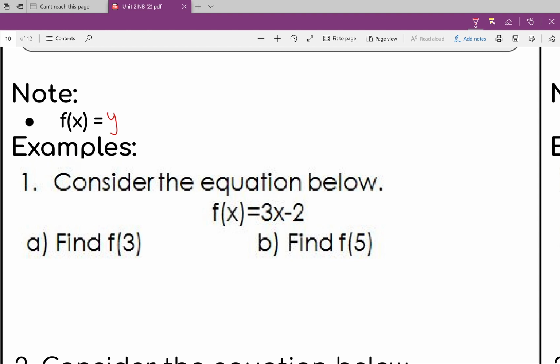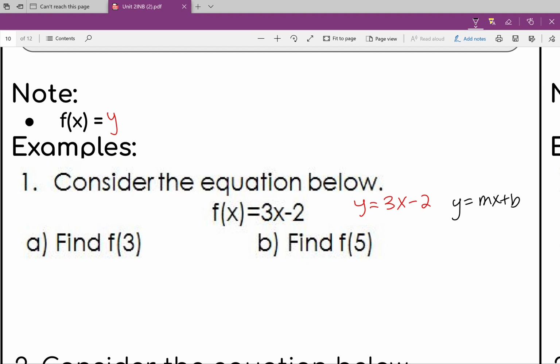For example, if I look at example 1, this says f of x equals 3x minus 2. F of x is the same as y, so it's the same as writing y equals 3x minus 2. Note that this equation is very much like the equation you learned in 8th grade. It is very similar to y equals mx plus b. We're going to be talking a little bit more about that during the week.